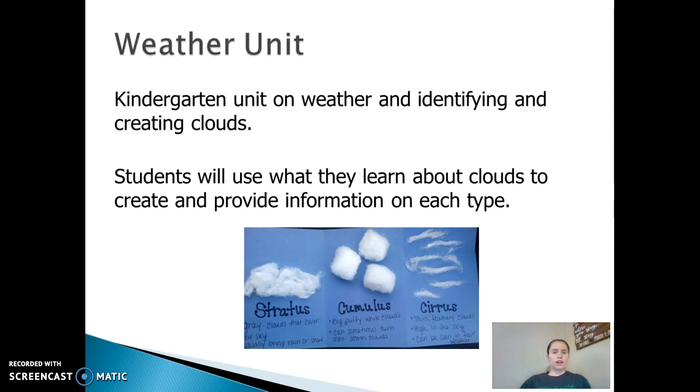I did my unit as a weather unit. I'm a kindergarten teacher, so one of our curriculum standards is that we have a weather unit in our whole group reading, and so I did mine on identifying and creating clouds within that unit. Students will use what they learn about clouds to create and provide information on each type of cloud. And the picture on the bottom is an example of the project that they completed at the end of the unit.